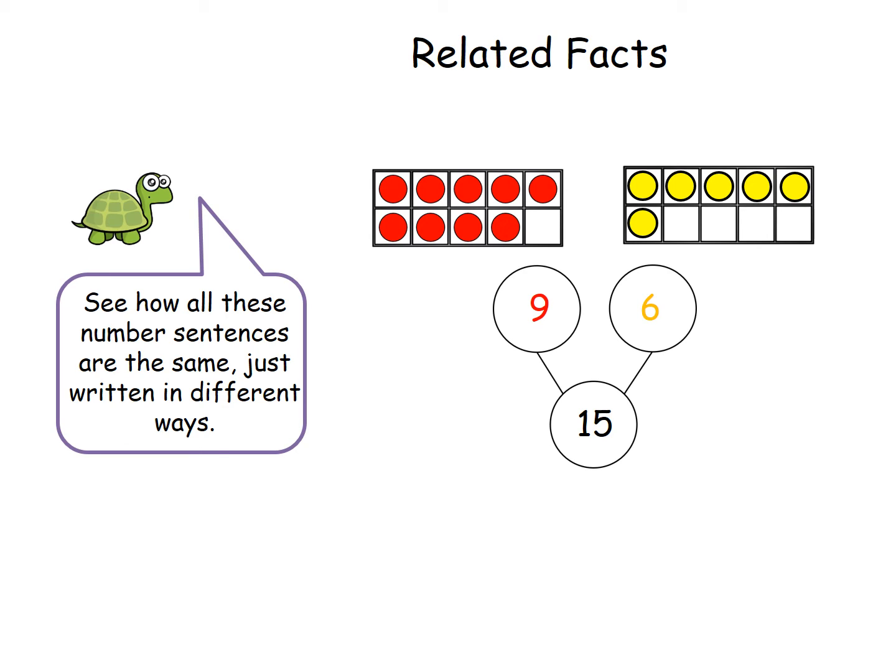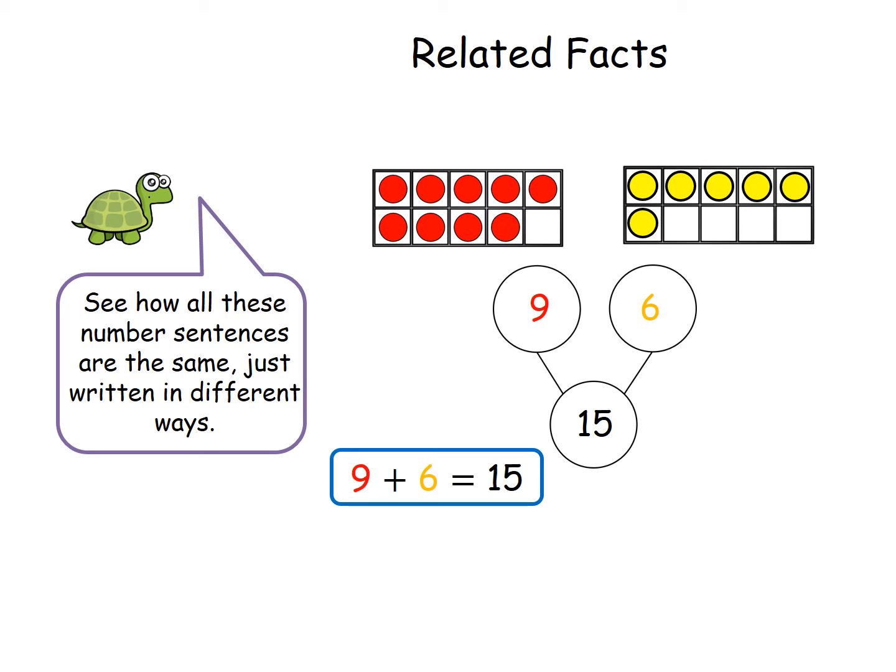15. Because all I have to do is spot that extra counter can go to make that 9 into 10, and 10 and 5 makes 15. So I'm now going to show you some related facts to do with this part whole model. So the only numbers I'm going to be using are 9, 6 and 15, and I can only use them once in the number sentence.